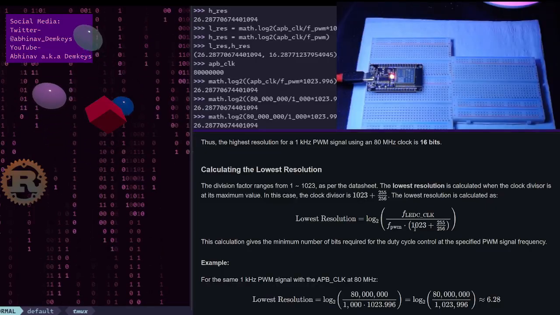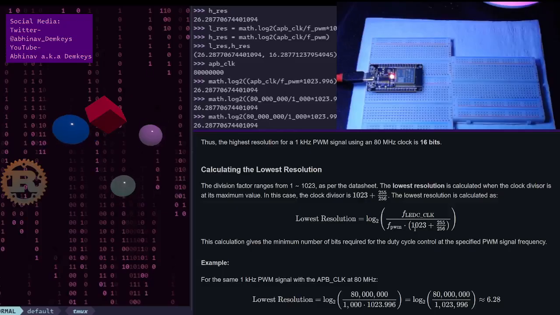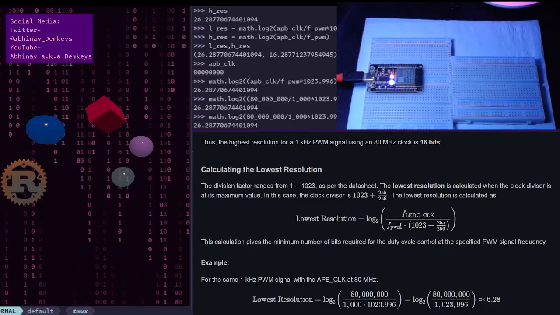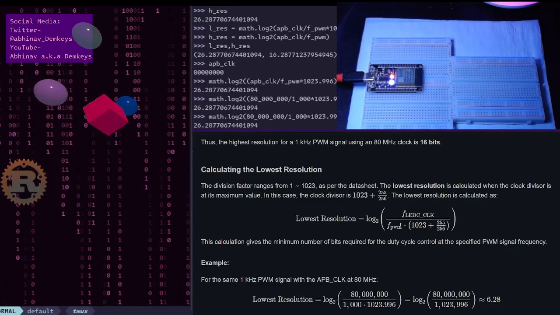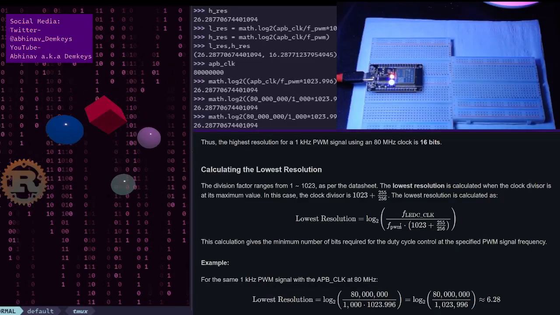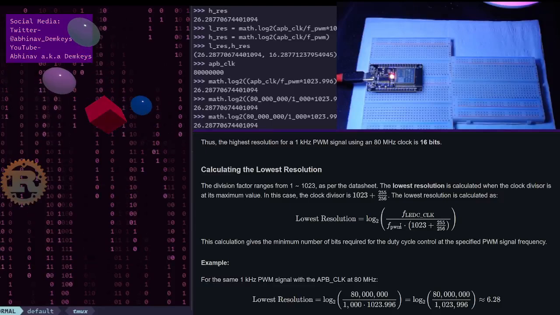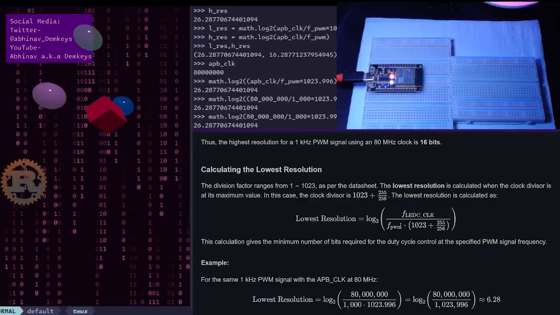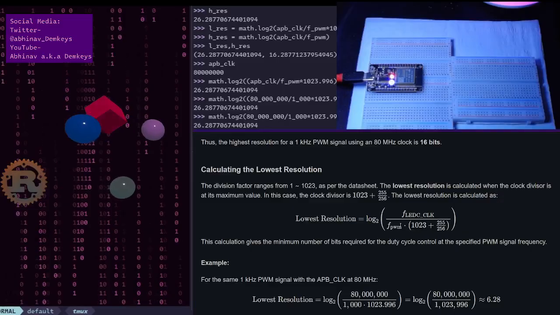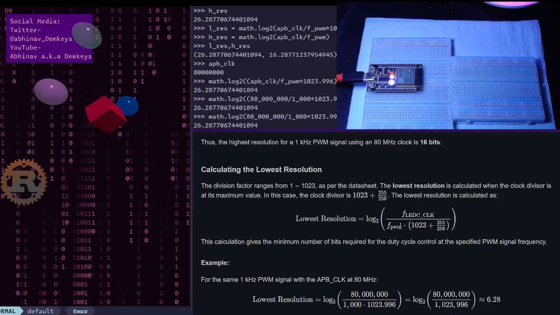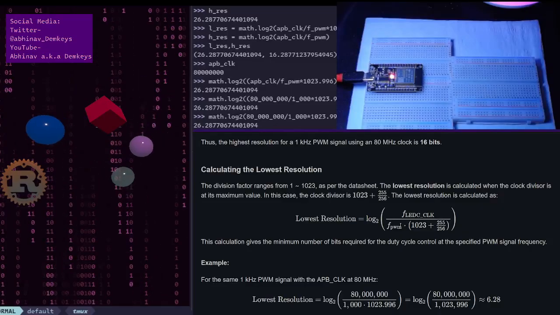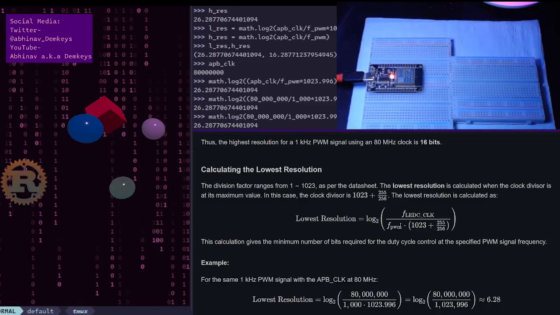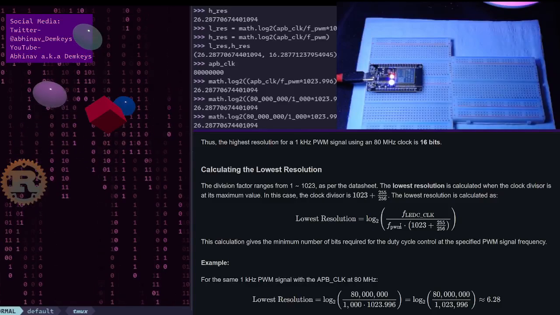I'm confused. Okay, so I'm confused. Here in Python, I'm doing math.log2, 80 million divided by 1000 multiplied by 1023.996, and I'm getting 26.287706.